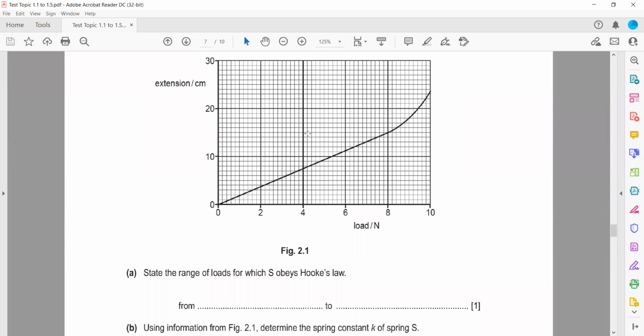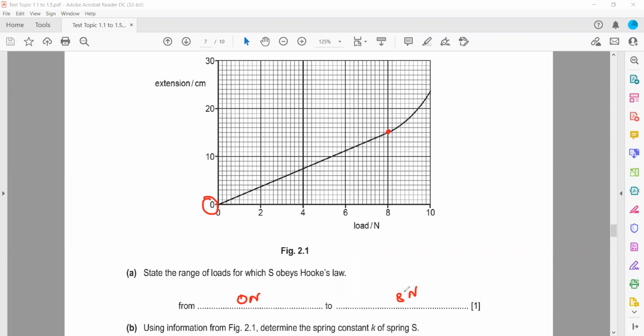On the figure, we have to mention a range for which it is obeying Hooke's law. So from 0, because it started from 0, to the last point where the line is straight, till 8. So 0 Newton to 8 Newton, it is a straight line. That is why we say it is obeying Hooke's law.